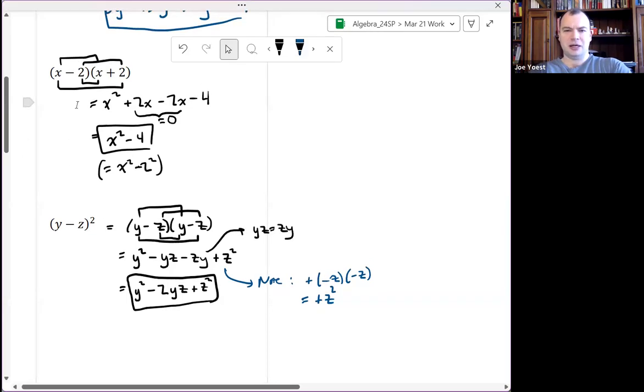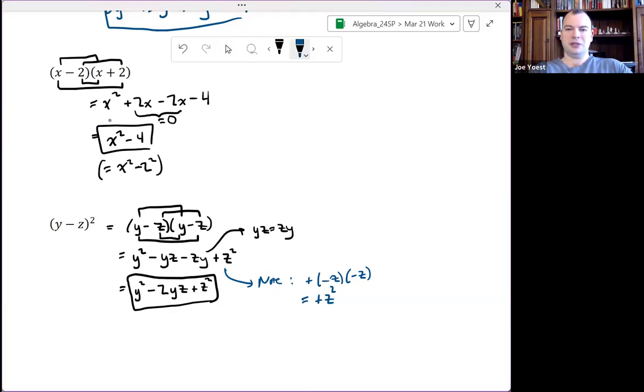Okay, let's work through these. So (x - 2)(x + 2), we FOIL out. We multiply the first, the outers, the inners, and the lasts. And again, these cross terms, these x to the first power terms, cancel. We're left with x squared minus 4.